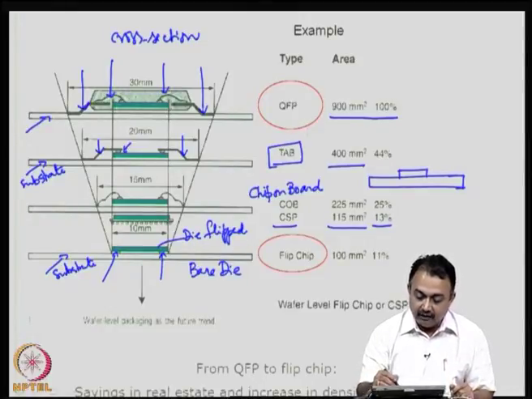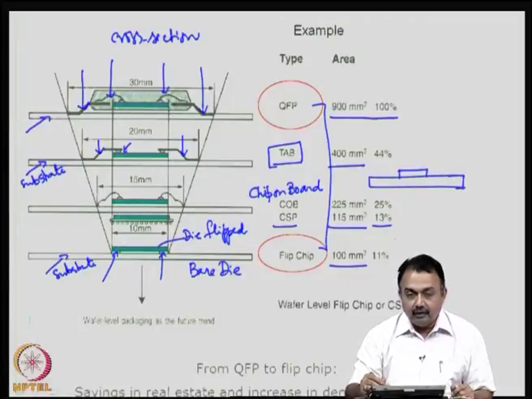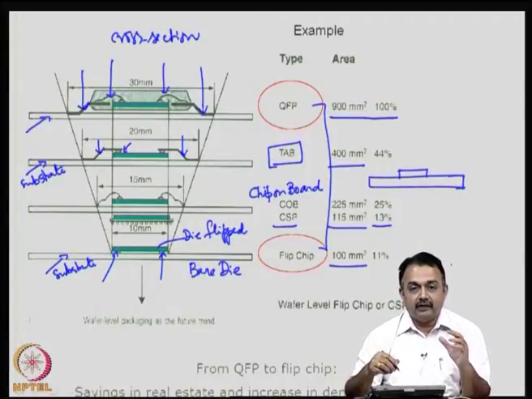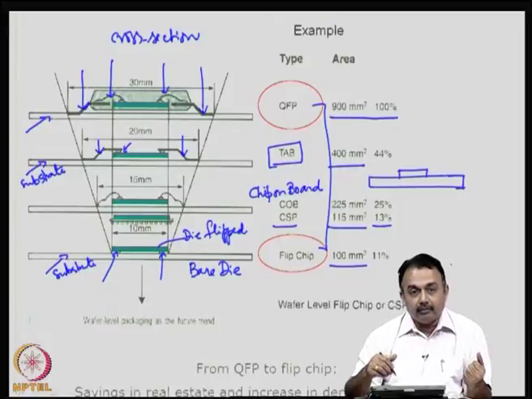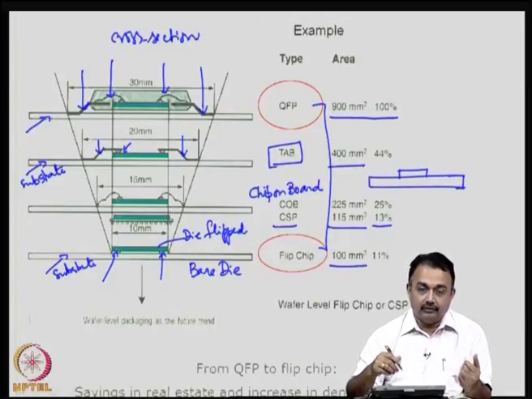So, from a QFP right down to your bare die, you can see we have moved from 900 mm squared to 100 mm squared. So, almost 89% reduction in area. This gives you an example of the size reduction, savings in real estate, and different form factors for the same application, which can be beneficial in reducing your board area, increasing the wiring density, connection density, and increasing the number of IOs.